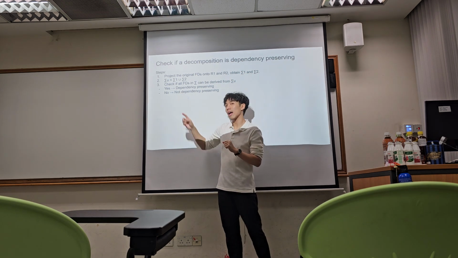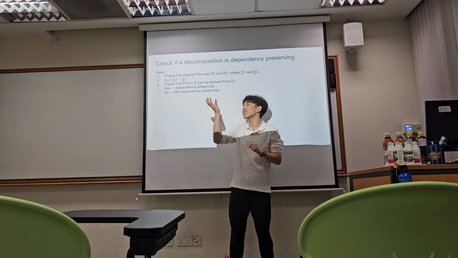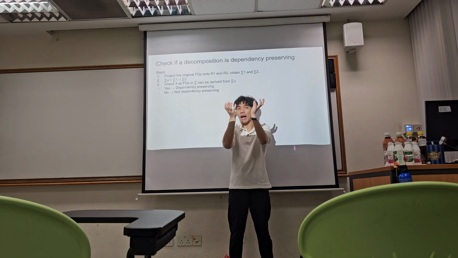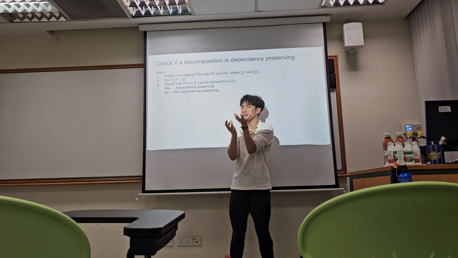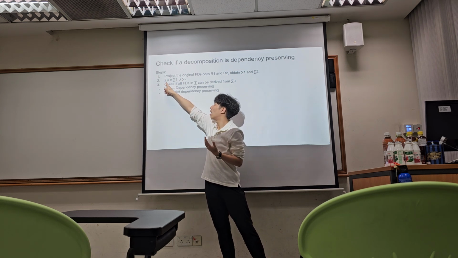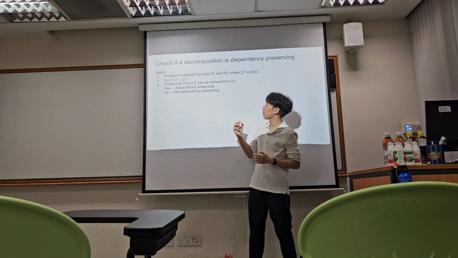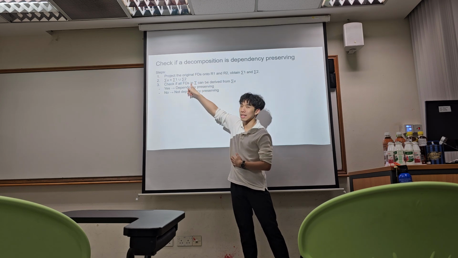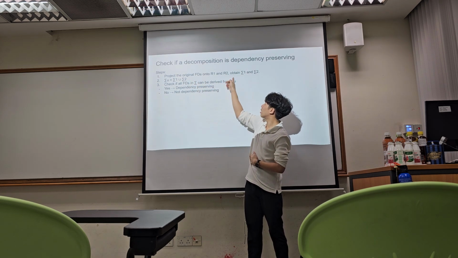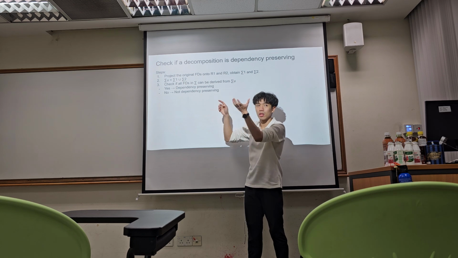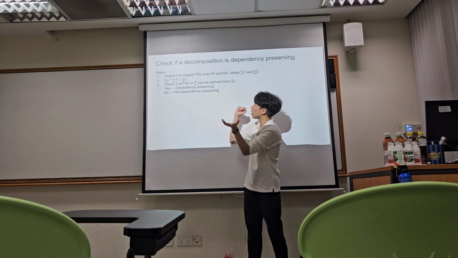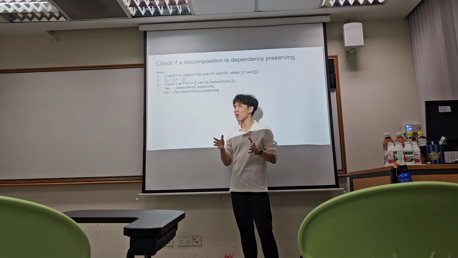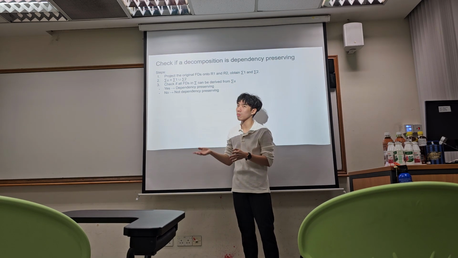The second step is I take functional dependency set 1 and functional dependency set 2 together, and I merge them, I union them together, and I get a new functional dependency set. You name it as U here. Union. Now I check if all functional dependencies in the original set can be derived from the newly obtained U or not.